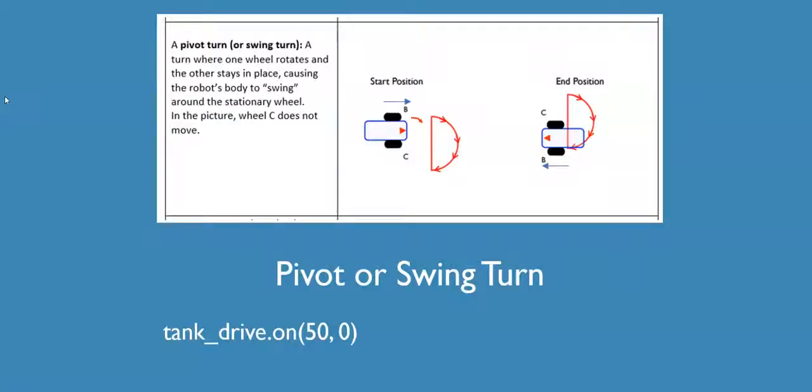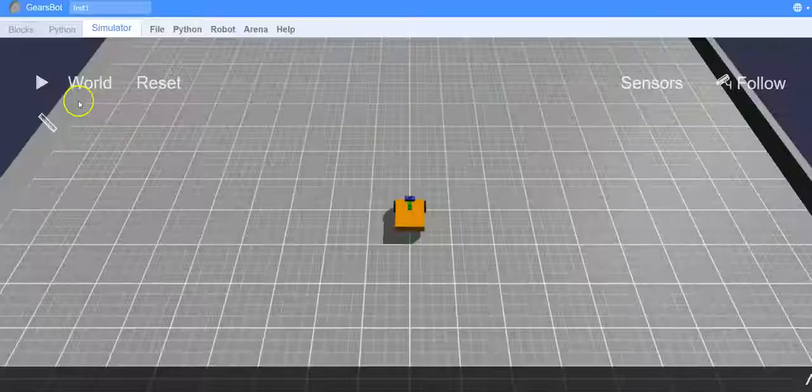The second kind of turn we look at is the pivot or swing turn. In this turn, one wheel will move and the other one is stopped. This means that the robot is going to swing around the stopped wheel. The center of the turn is the stopped wheel. So if we have one wheel off and one wheel on, here we've got the left wheel going at 50 and the right wheel is off. Let us see what happens.